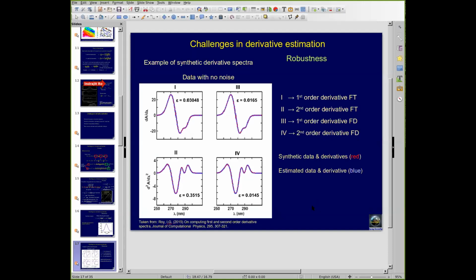When data contain no noise, the difference scheme and Fourier spectral methods are very good. You see the synthetic data, which is red, and the estimated data, which is blue, are basically fitting. And it looks like the difference scheme is doing slightly better in terms of fitting error. But overall, both performances are acceptable.